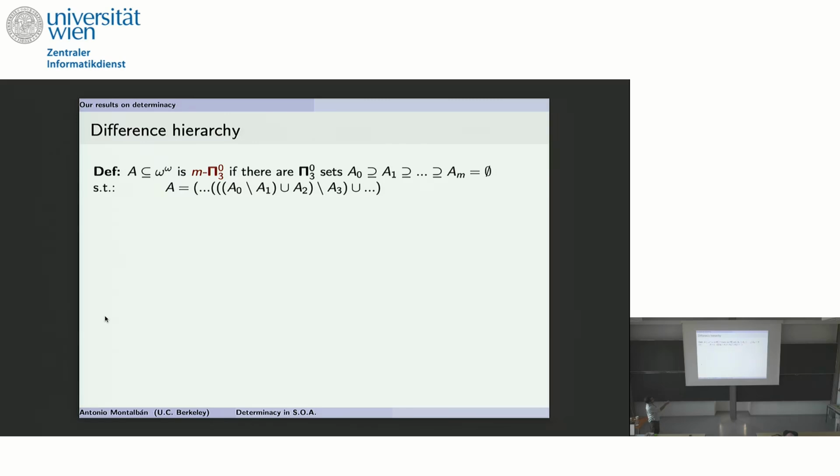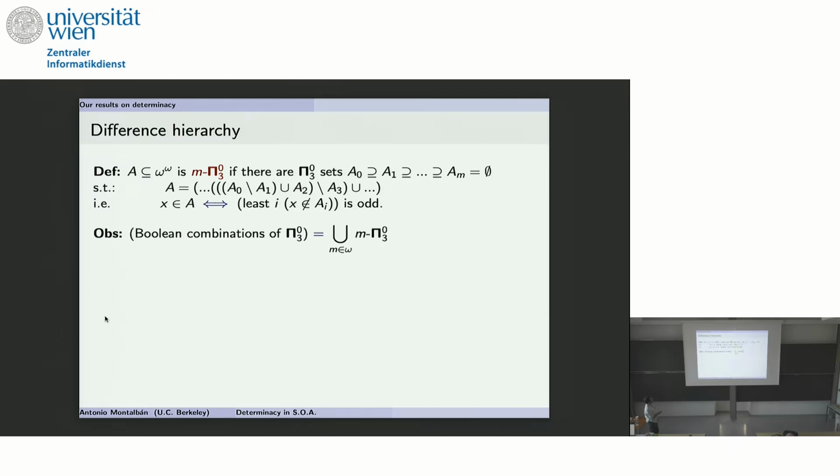if there are pi 0-3 sets so that you can write your set as A0 minus A1 plus A2 minus A3 plus A4, and alternate those two. That's why it's called the difference hierarchy. And equivalently, a real X belongs to A if and only if the least i such that the real is not in A_i is odd. Okay, you can see that those two are the same.